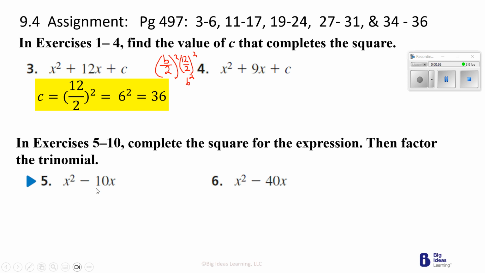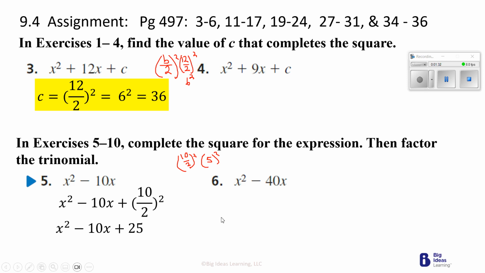If we're completing the square, well, this is going to be fairly easy. We've got x squared minus 10x. We're trying to find c, so we're going to take 10 over 2 squared. This is going to give us 5 squared, because 10 divided by 2 is 5. 5 squared is 25. So this is going to be x squared minus 10x plus 25.